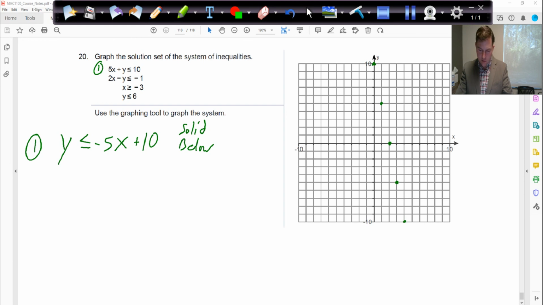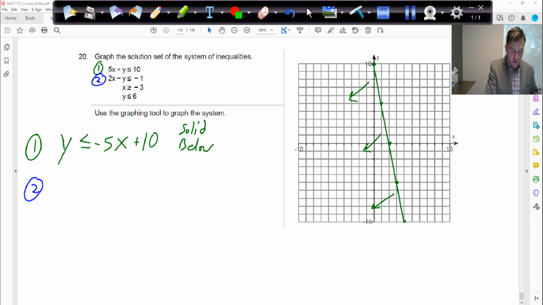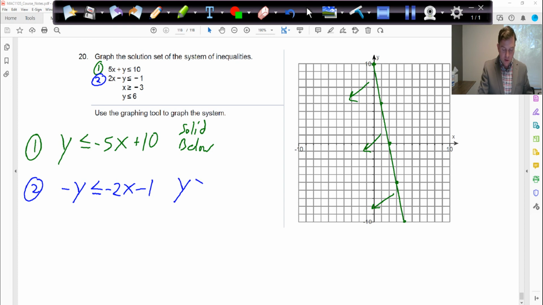So we have a solid line, and we're going to shade below it. So that direction. Line 2 would be subtract 2x from both sides. Now, let's be careful on this one. To get rid of that minus y, we're going to flip everything. So minus y becomes positive y. The sign flips. Negative 2x becomes positive 2x. Minus 1 becomes positive 1. So this one's also solid, and we're going to shade above it, because we flip the sign because of the negative. And so now it's above. We want to shade above.